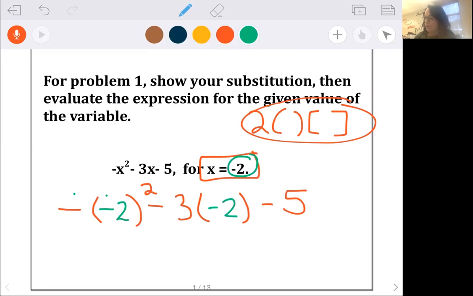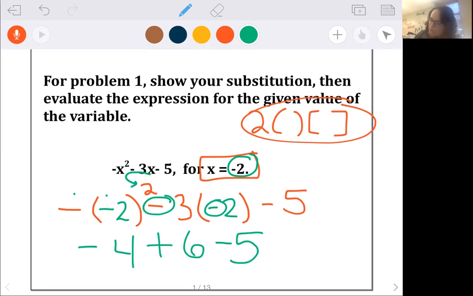With our rules of order, when we do our please excuse my dear Aunt Sally, the exponent and the parentheses here take precedence. So a -2 times a -2 is 4. And then we had that negative out front. A negative times a negative is a positive. And then we have the -5, or the subtraction of 5. And then addition and subtraction gets done left to right. Again, if you're allowed to use a calculator, I would just enter that expression after you've shown your substitution. But we have a -4 plus 6, which is 2. And 2 minus 5 is -3.